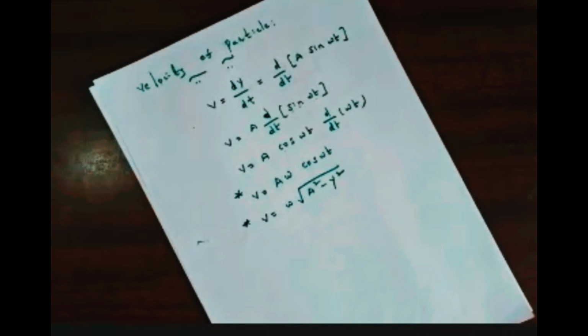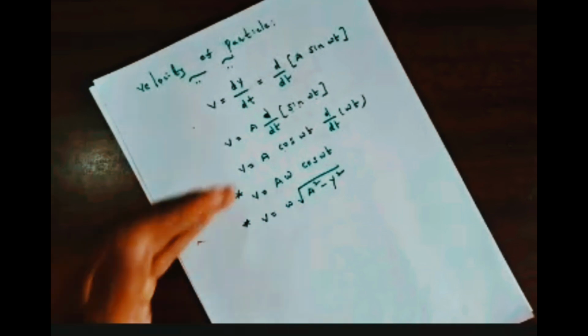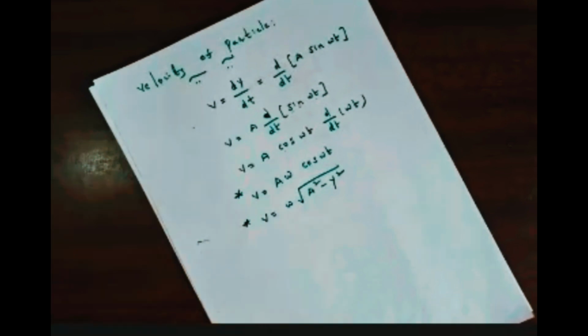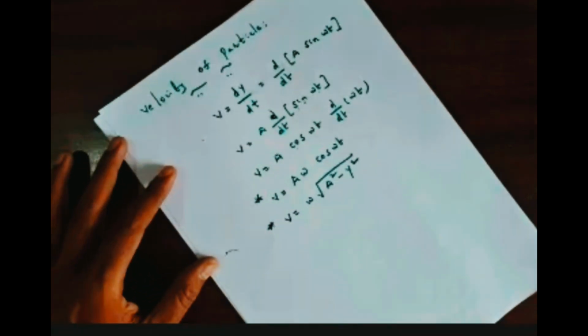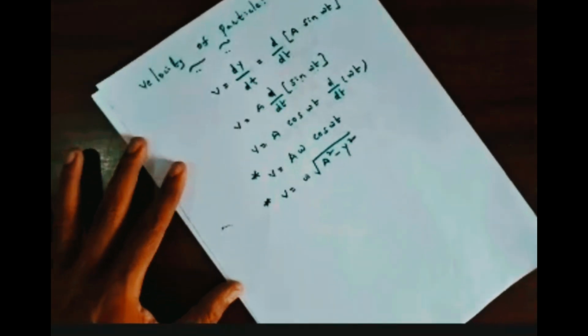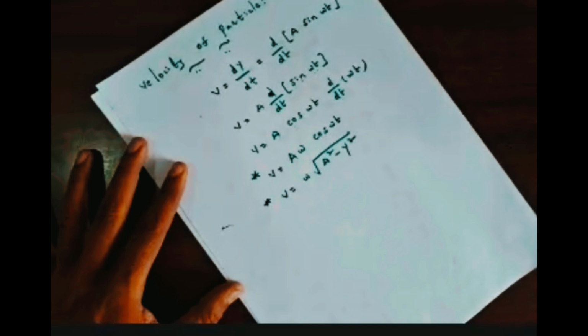One is v = a omega cos omega t. The other one, from this only we considered, is v = omega root over a square minus y square. Now, at mean position as well as extreme position, what about the velocities of the simple harmonic oscillator? When I use the word simple harmonic oscillator, the word itself is a clear indication that the particle is in simple harmonic motion. So instead of saying all these terminologies, I am simply using the term simple harmonic oscillator. Are you getting?